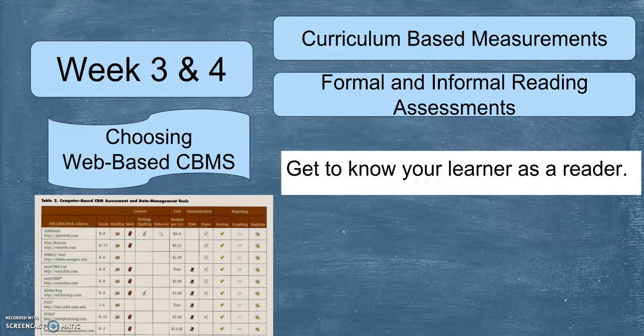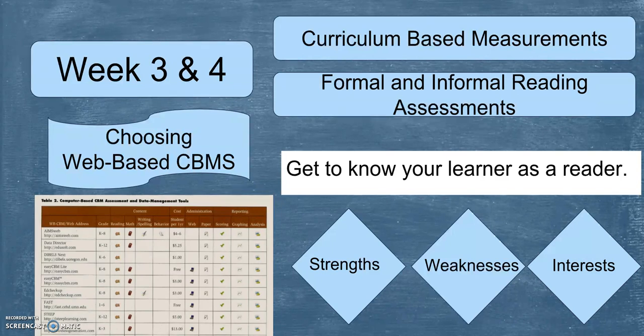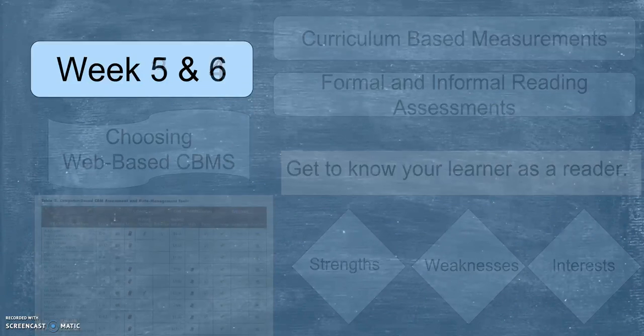You really want to get to know your learner as a reader. You want to find out their strengths, their weaknesses, and their interests. And the way you're going to start by doing this is listening to them read. You might also possibly do a running record and possibly give them some different inventories. And hopefully at some point decide on a curriculum-based measurement that you're going to use throughout tutoring to progress monitor.